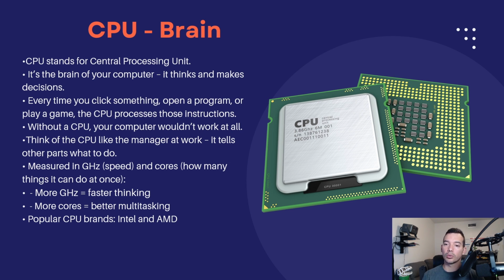More gigahertz equals faster thinking. More cores equals better multitasking. Popular CPU brands, Intel and AMD. And Intel and AMD, for example, if you have an AMD motherboard and you try to put an Intel chip, it's not going to work because Intel and AMD have different pins on the bottom of the CPU. Like you see here on the right, this looks more like Intel because it's a land grid array. AMD has pins, just something to think of.